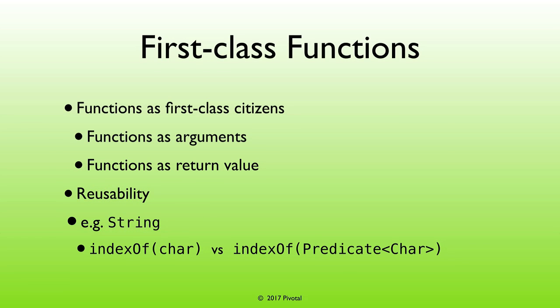Another key aspect of functional programming is first-class functions. That basically means using functions as first-class citizens, so as method arguments or as return values. The assumption there is that you can reuse the same method but with different kinds of behavior. So let's again try to give you an example with String. In String, currently you have indexOf(char), right? You find the index of a particular character within a string.